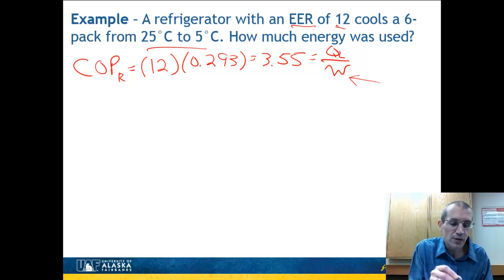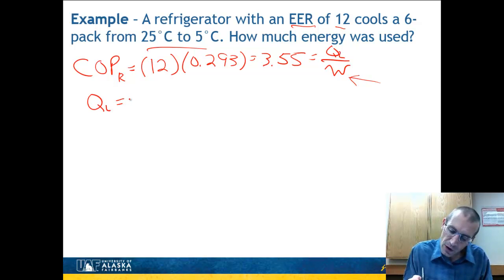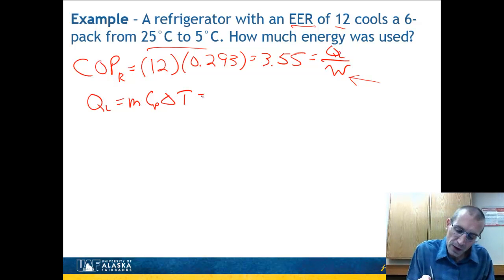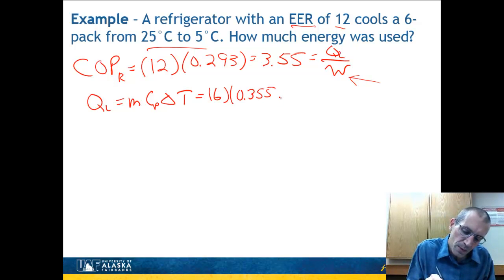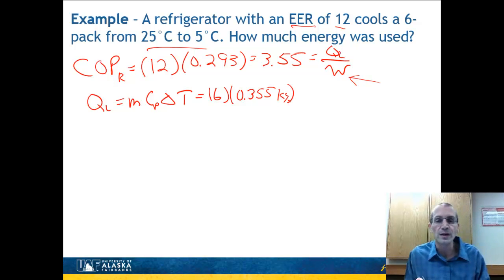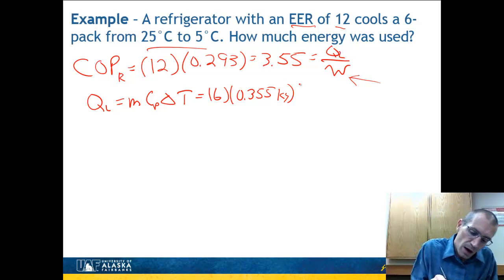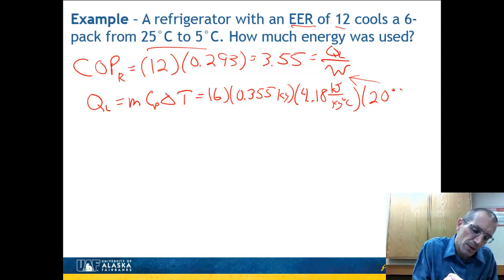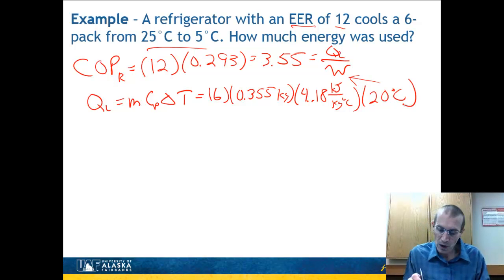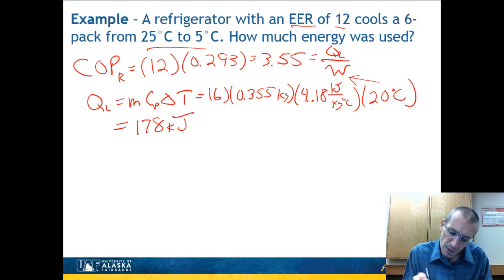Well, I'm taking 6 beverages and I'm cooling them from 25 degrees to 5 degrees. So for QL, we can now use the first law, which we know is m Cp delta T. So this is a liquid and incompressible material. I have 6 beverages. Each one weighs about 0.355 kilograms, 355 milliliters. We're just approximating this as a liquid. The Cp of liquid water is about 4.18 kilojoules per kilogram degree C, and we're going to multiply that by its delta T, which is 20 degrees. So if I do that arithmetic, my QL is 178 kilojoules.